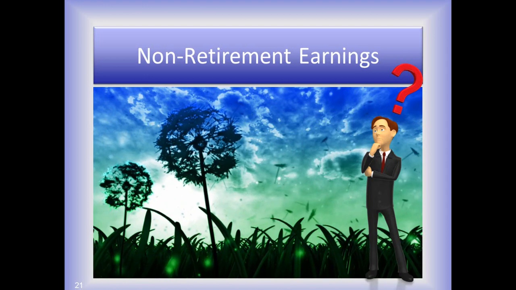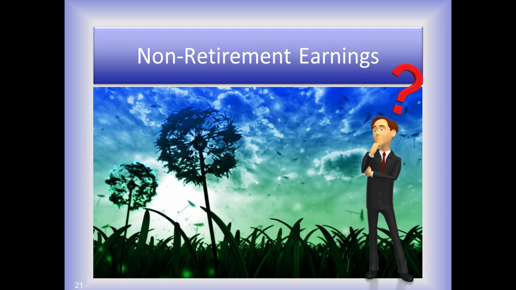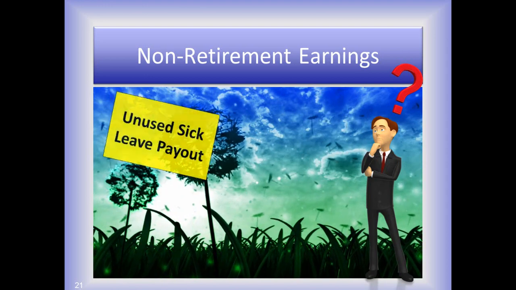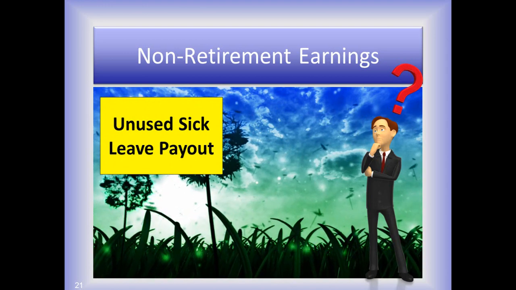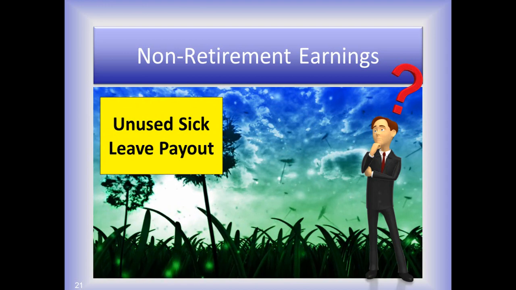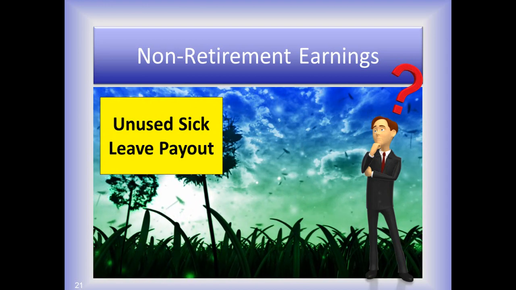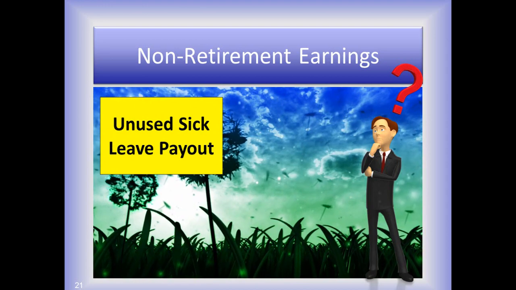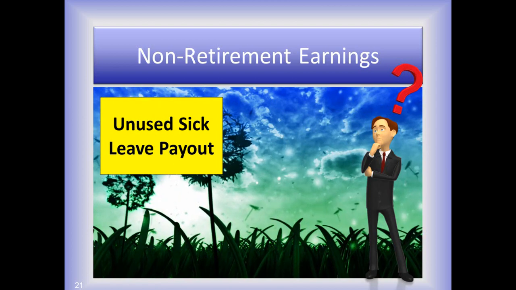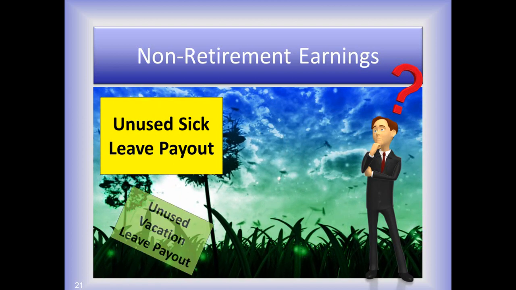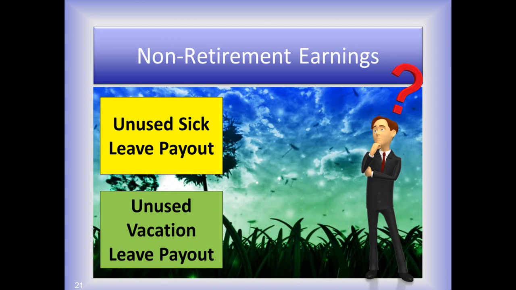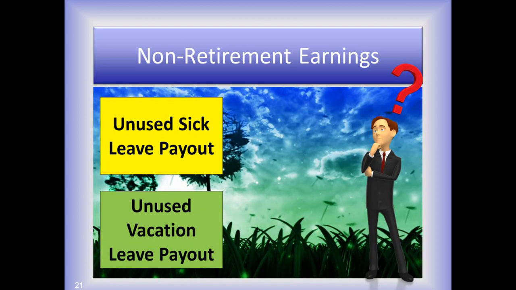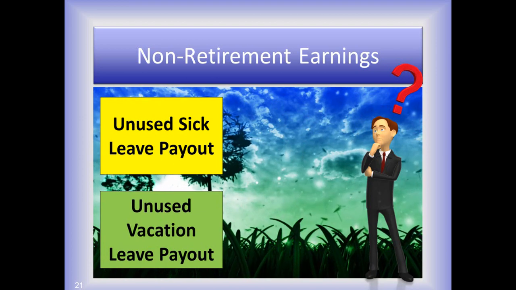So, two non-retirement earnings are unused sick leave payout, and that is only if it is paid in the next fiscal year, not in the year that the leave was accrued. And second, unused vacation leave payout. And that too is only if paid in the next fiscal year, not in the year it was accrued.